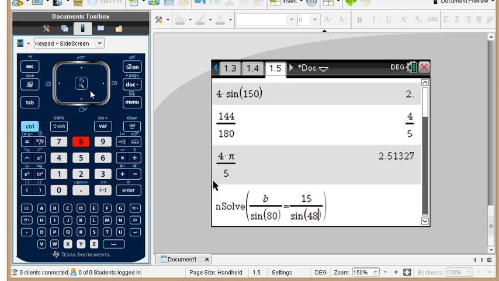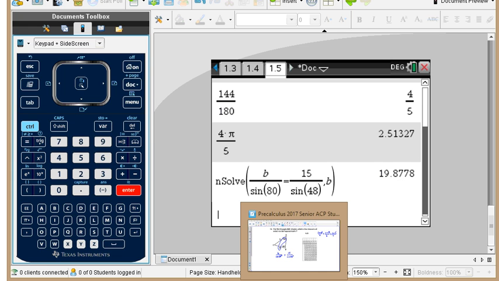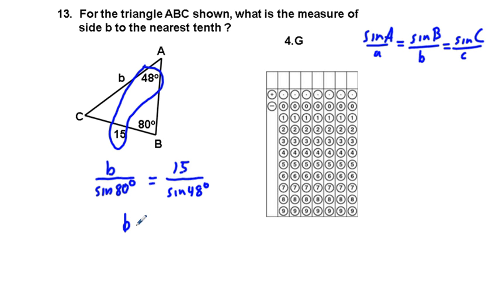So 48 degrees, and then we go over here to the right and put in our comma B, and we get 19.9. I think it's the nearest tenth, 19.9. So we'll say B is approximately equal to 19.9. So we write this up here, 19.9. And bubble this in. We put in the 1, 9, then 0.9.